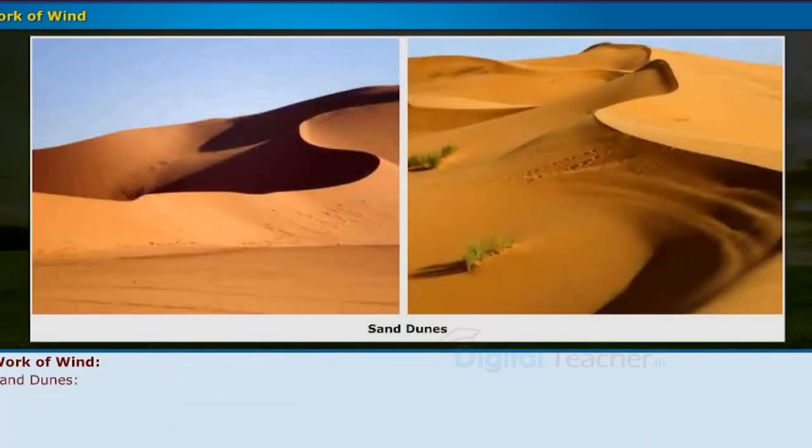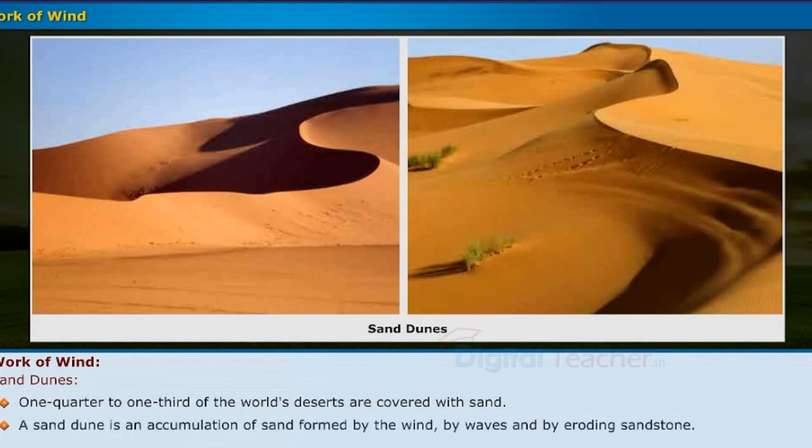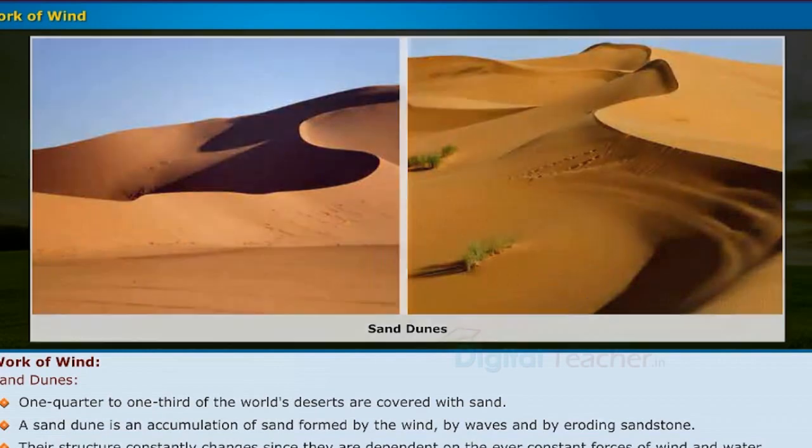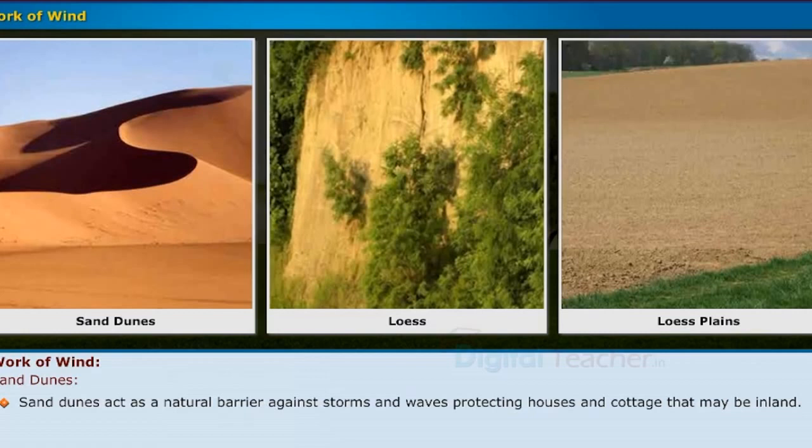Sand dunes. 1/4 to 1/3 of the world's deserts are covered with sand. A sand dune is an accumulation of sand formed by the wind, by waves, and by eroding sandstone. Their structure constantly changes since they are dependent on the ever-constant forces of wind and water. Sand dunes act as a natural barrier against storms and waves, protecting houses and cottages that may be inland.